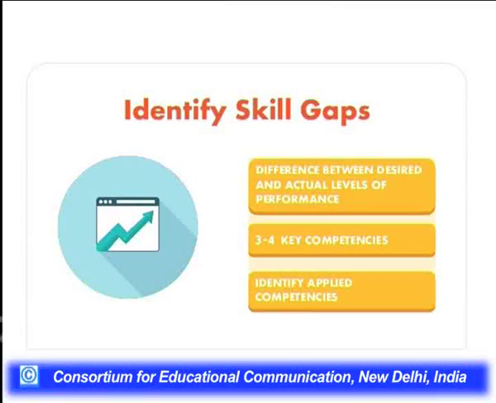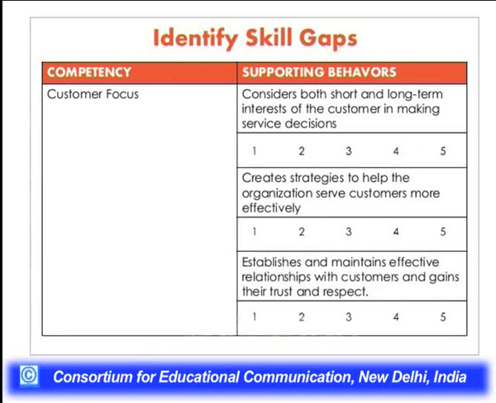That is why you have to do an individual analysis in terms of identifying the skill gaps, and then you have to design 3-4 competencies which are very vital to achieve the objectives of that particular task. And finally, you have to identify the applied competencies, which is really going to be a boon for the organization. So here we have in front of you, identify the skill gaps.